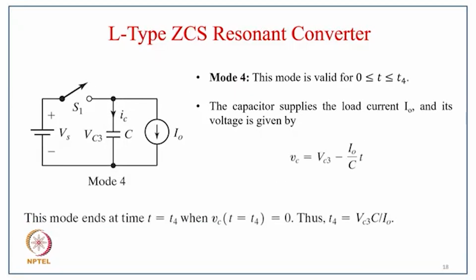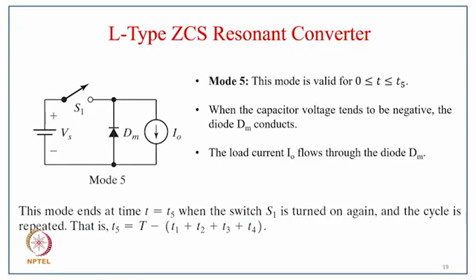that is equal to Vs upon I0 under root C upon L. Now going to mode 4, this mode is valid from 0 to t4, and the capacitor supplies the load current I0, and its voltage is given by Vc equal to Vc3 minus I0 upon C into t, and this mode ends at t equal to t4 when Vc equal to 0, and t4 equal to Vc3 C upon I0.